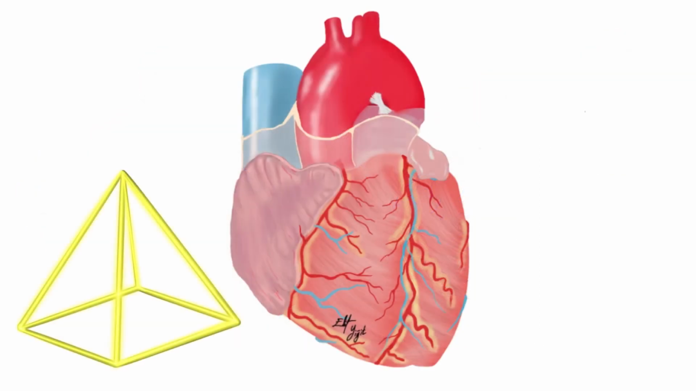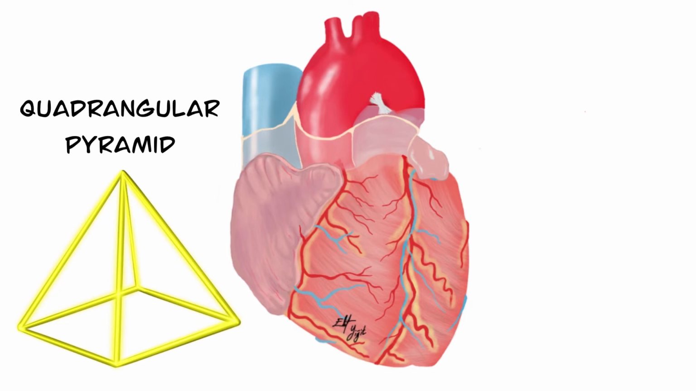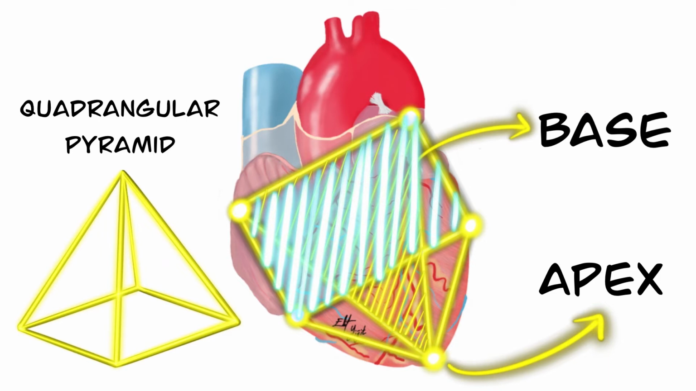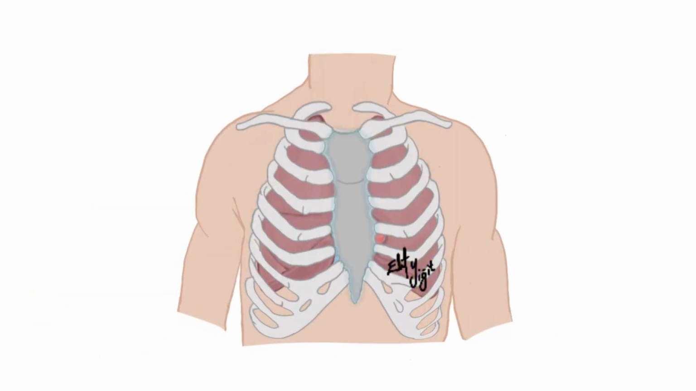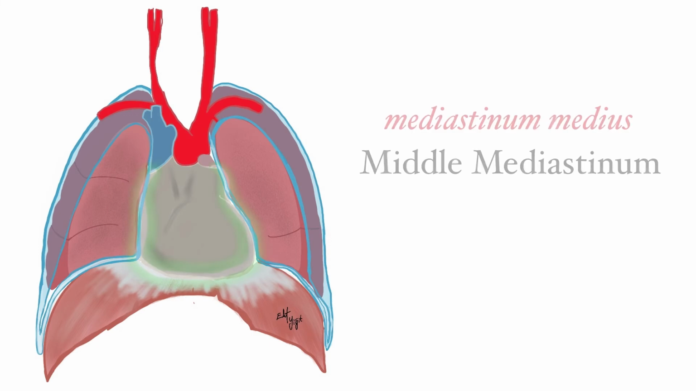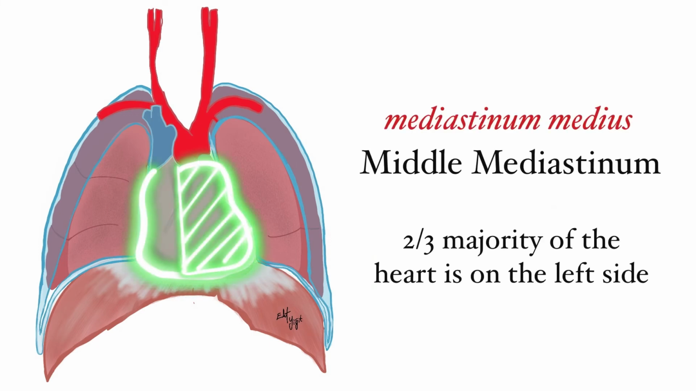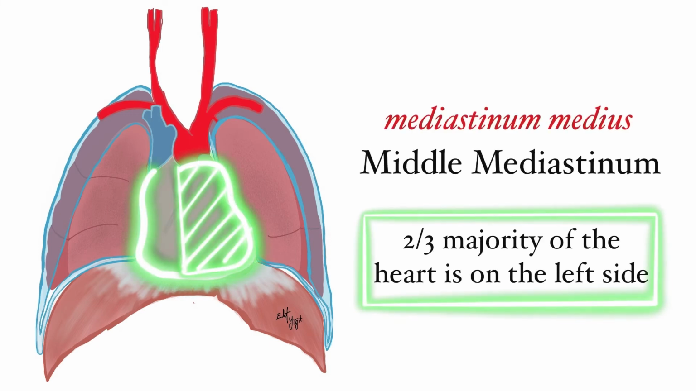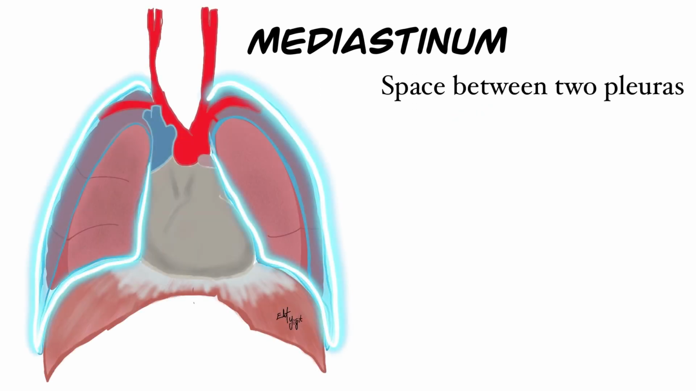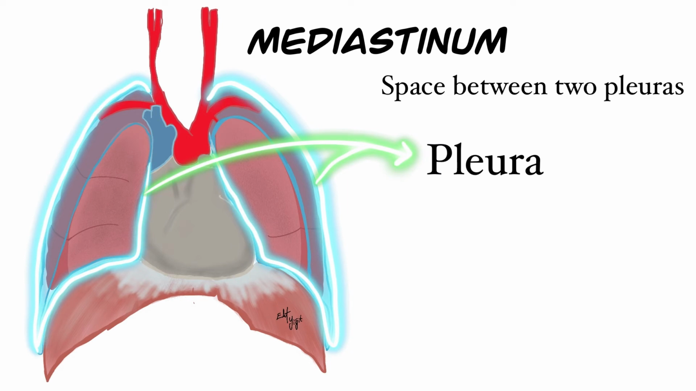The heart resembles a quadrangular pyramid with its apex pointing downwards while its base points upwards. It's in a position slightly oriented to the left from the middle of the sternum. In the mediastinum medius, the two-third majority of the heart is located on the left side. What is mediastinum? The mediastinum is the space between two pleurae. Now you can see the relationship of lungs and heart with the mediastinum in the coronal section.